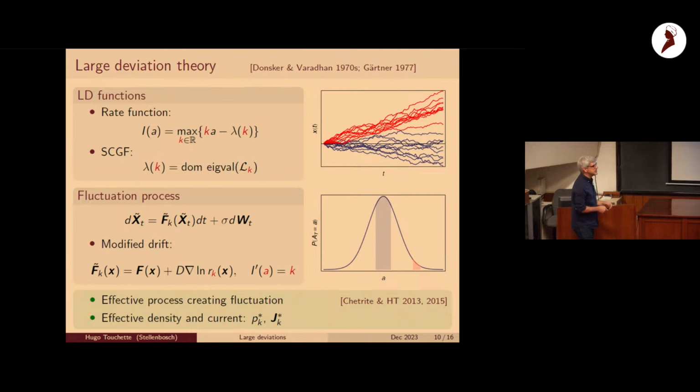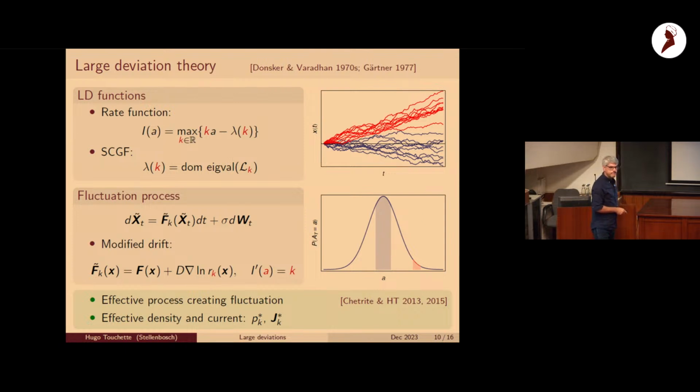You have to see it, in a sense, as a temperature. It's a parameter dual to the fluctuation you want to see, so it's a bit like an inverse temperature. So I can parameterize the fluctuations either in terms of their value or in terms of the k parameter that will be associated with a given fluctuation via this relation.